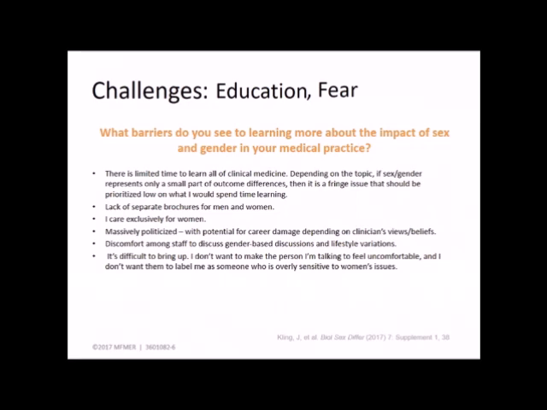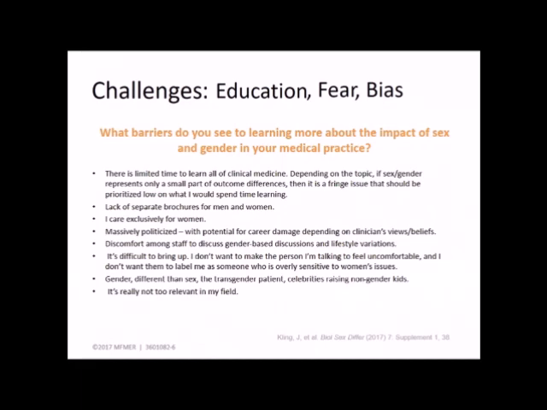It's difficult to bring up. I don't want the person to feel uncomfortable and want to be labeled as somebody who's overly sensitive to women's issues. Well, if you have a woman in front of you who has had a hypertensive pregnancy disorder and has hypertension at the age of 45, don't you think you need to bring that up or ask those questions? That's not being overly sensitive to women's issues. That's caring for that patient in the best way you can.